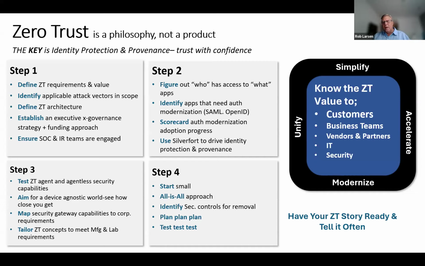And on the bottom, I said, have your zero trust story ready and tell it often. And again, when you tie that zero trust story to the Silverfort game plan, you really get a win, because you get that provenance of identity, you get the game plan of zero trust where you're taking away all sorts of things that people might have access to but don't really need or deserve, and it simplifies and standardizes your game plan.